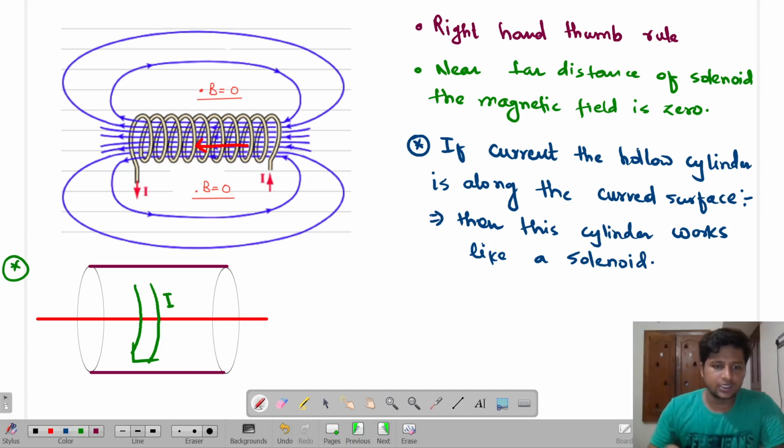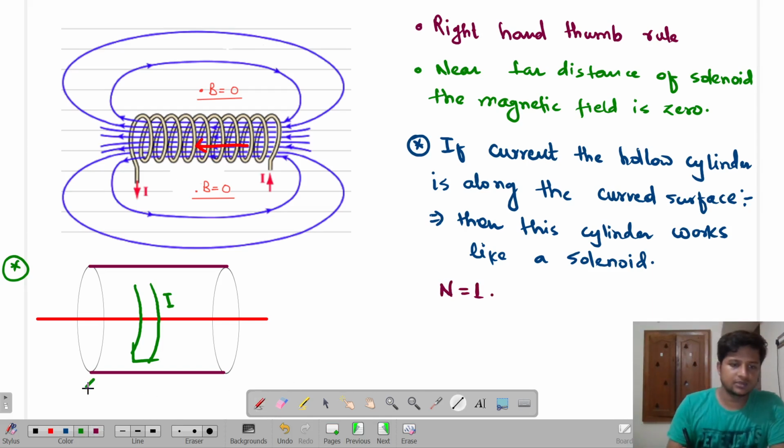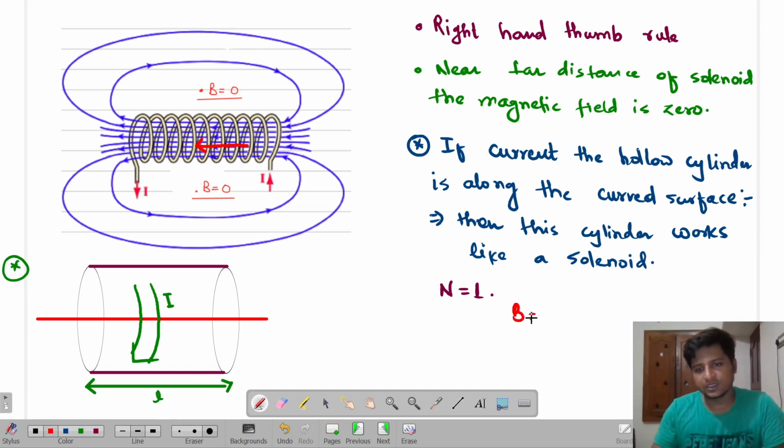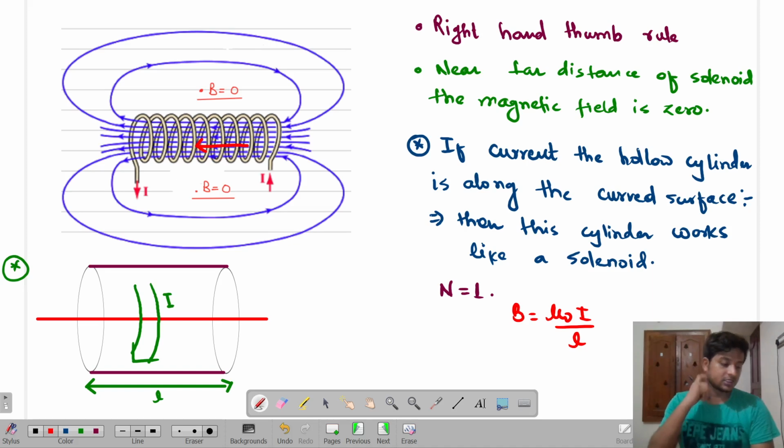Yeah. So here you can see that the number of loops is always 1, and therefore, suppose the length of the cylinder is L, got it? So the magnetic field over here is given as mu naught I by L. Are you able to get me or not? This is the formula. Is that clear? So you should learn it. No need to prove it. Are you able to get me? Is that clear?